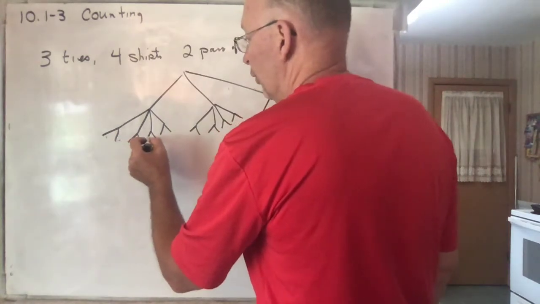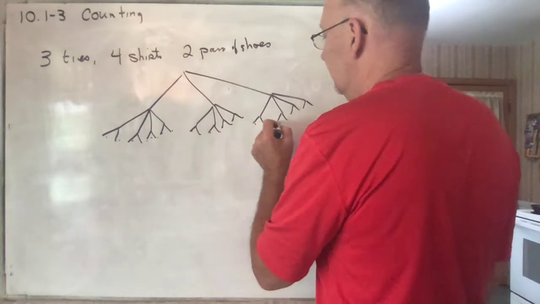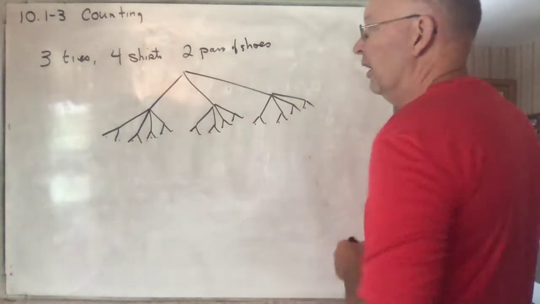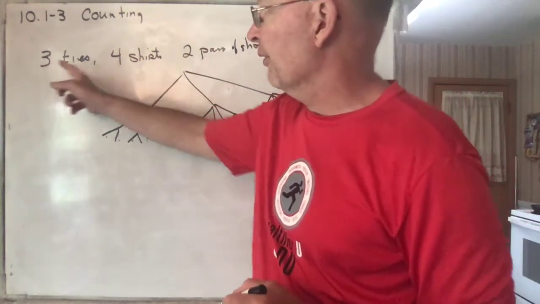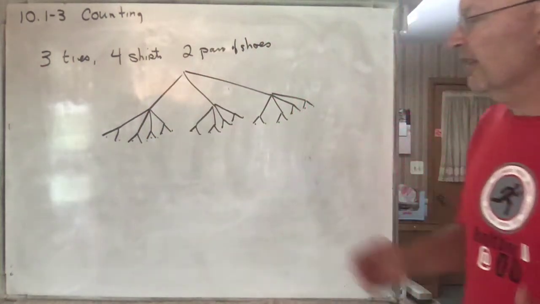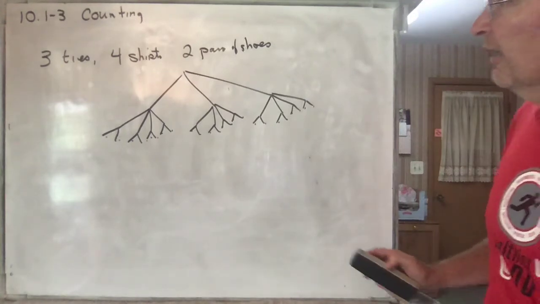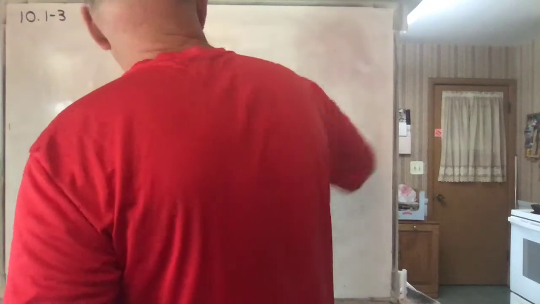So how many combinations do you have in all? 1, 2, 3, 4, 5, 6, 7, 8, 9, 10, 11, 12, 13, 14, 15, 16, 17, 18, 19, 20, 21, 22, 23, 24, which you easily see you get by just multiplying these together. 3 times 4 is 12, times 2 is 24. So that's the total number of possibilities you have that you get by multiplying. Okay? So with that in mind, let's do a favorite problem of mine.